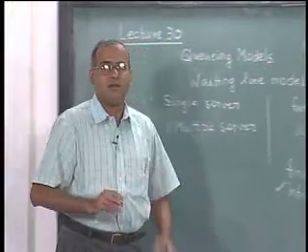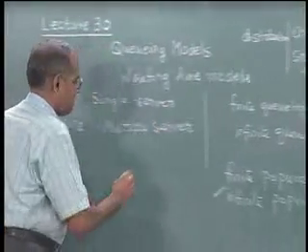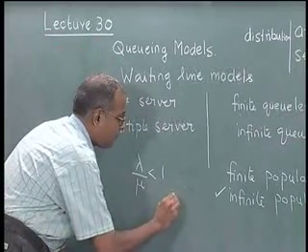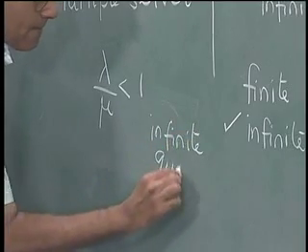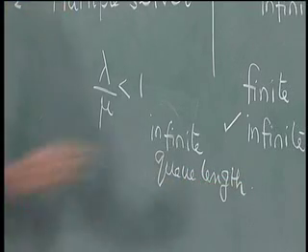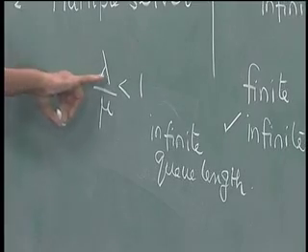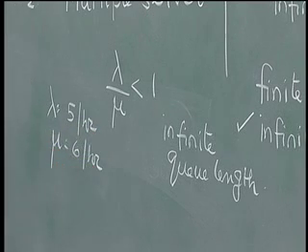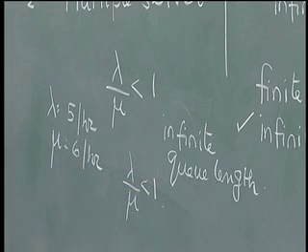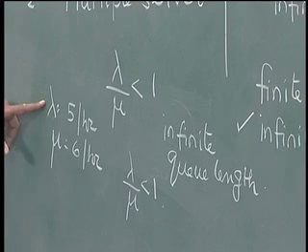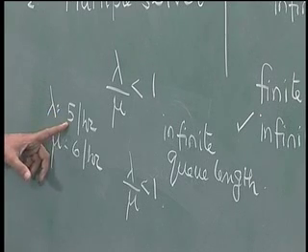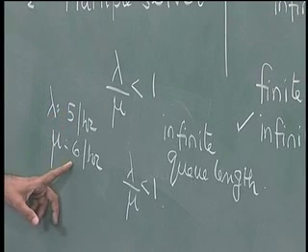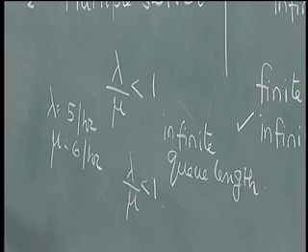Now, what is the relationship between lambda and mu? We also need to realize that lambda by mu is less than 1, particularly if we have infinite queue length models. For example, if we assume lambda equal to 5 per hour and mu equal to 6 per hour, then lambda by mu is less than 1. Here lambda equal to 5 per hour means on an average 5 people enter the system every hour, which means on an average every 12 minutes a person enters the system, and on an average every 10 minutes a person gets served and leaves the system.